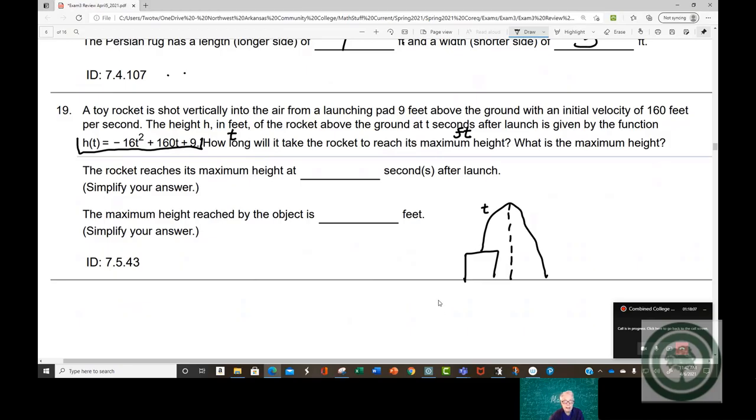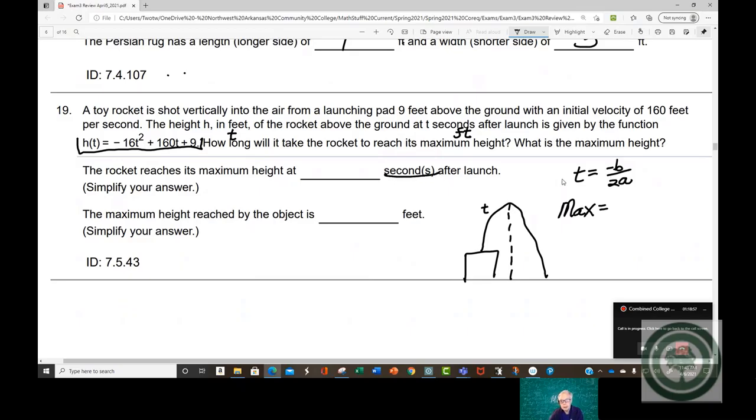But what we want is the maximum height and the time it takes to get to the maximum height. Well, T is acting like X. So T is what we're going to use to find negative B over 2A. And then the maximum anything is what you get when you take that number and put it in for all of the T's or all of the X kind of numbers.